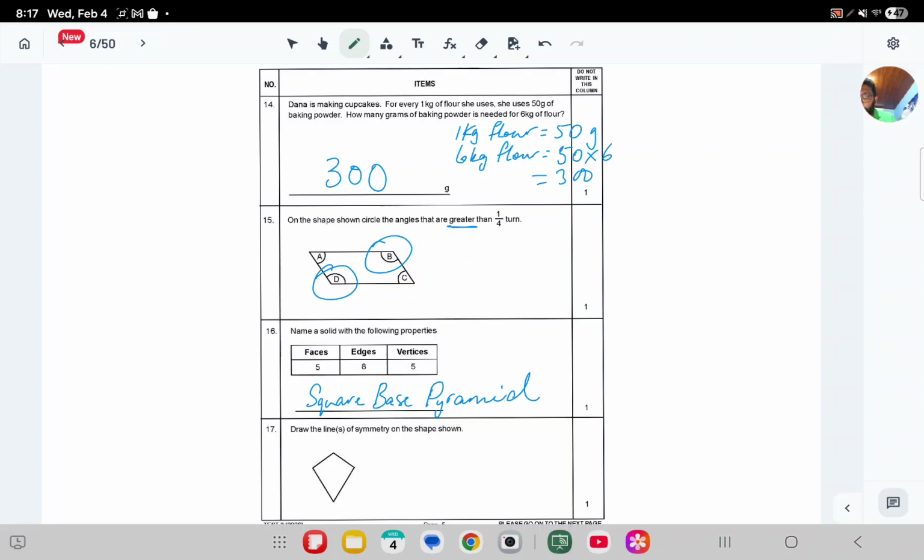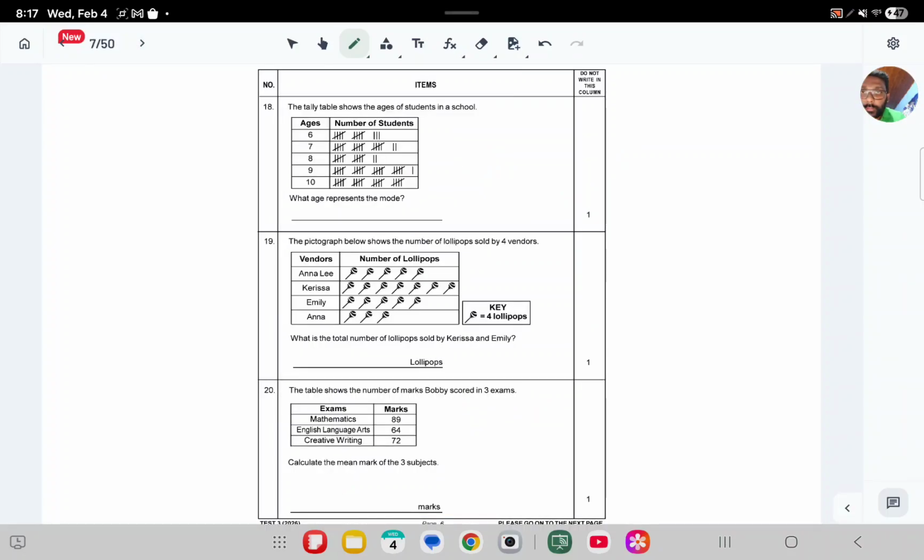Alright, draw the line or lines of symmetry on the shape. So this is a kite. So 1, 2, 3, going straight down. So a vertical line of symmetry. Number 18.